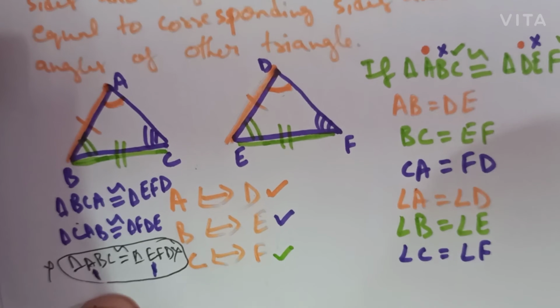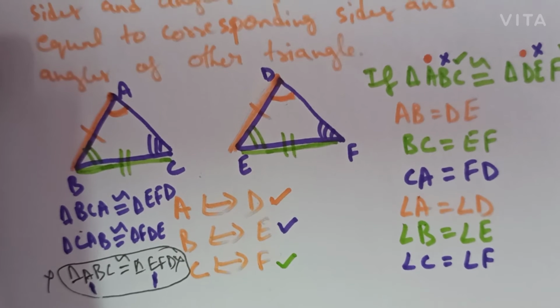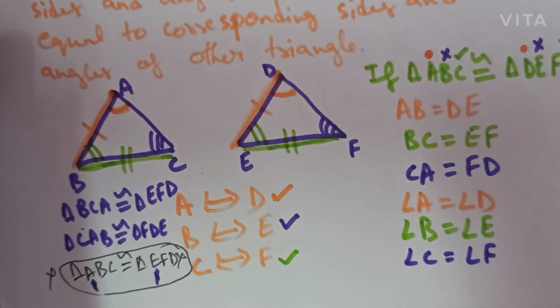So while proving the congruency, you have to keep this in mind, that the corresponding vertices should match when you are writing the statement of congruency between the two triangles. I hope the concept is clear now.